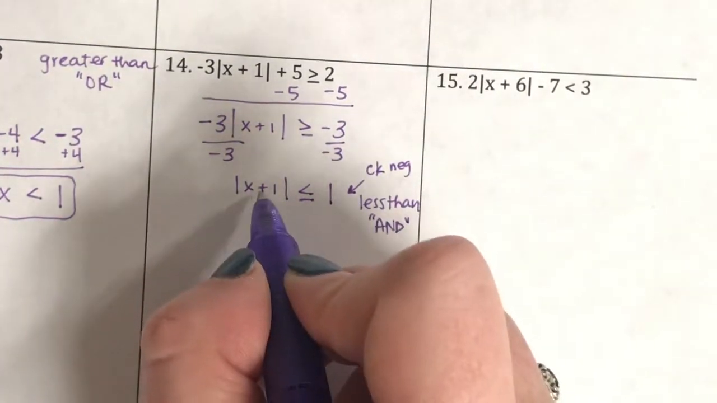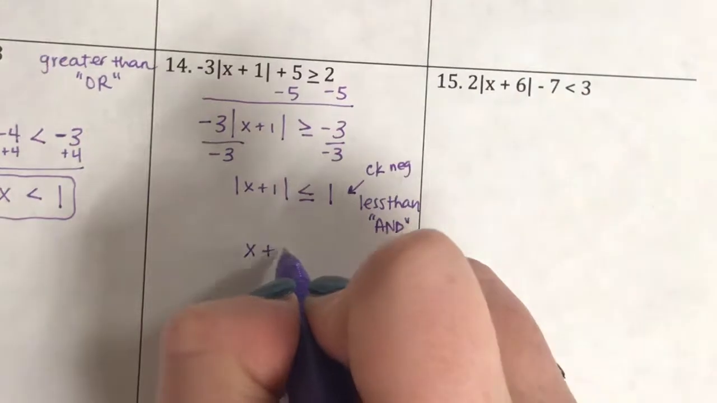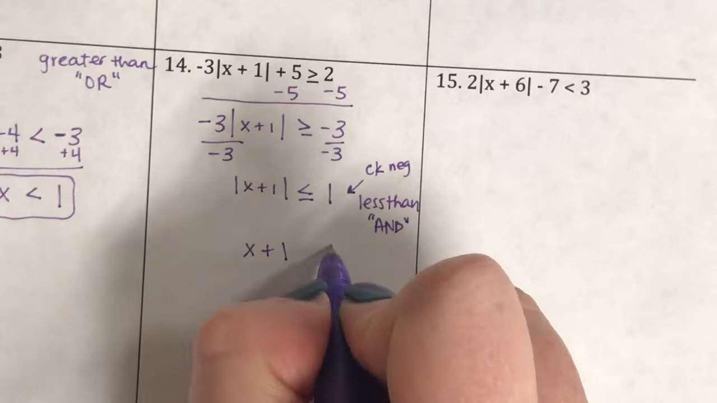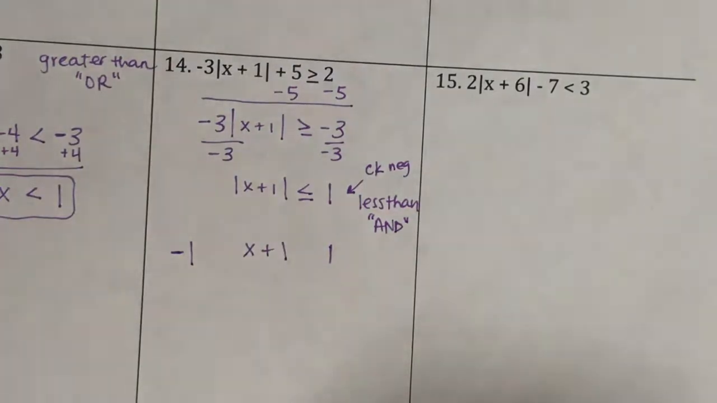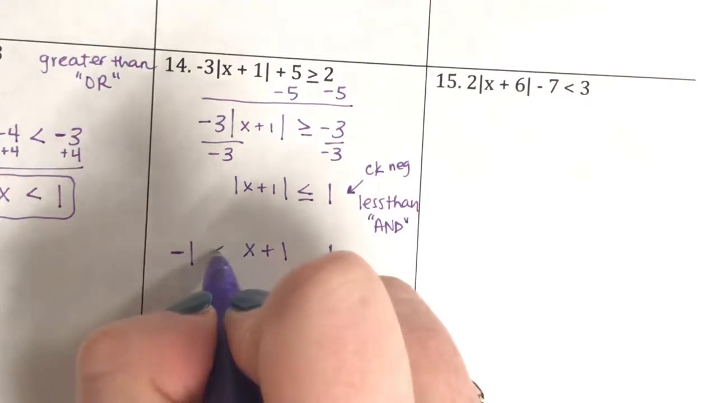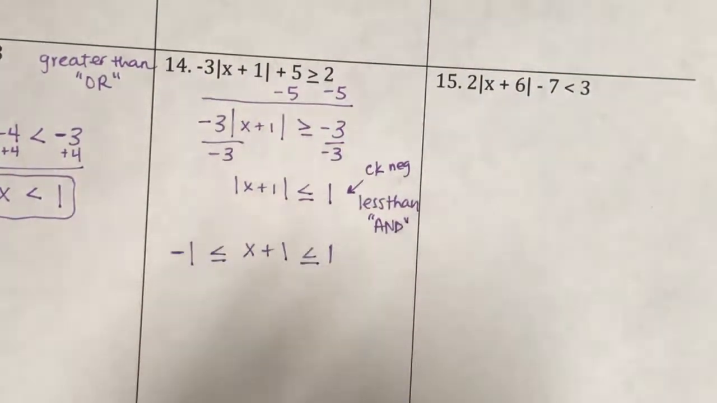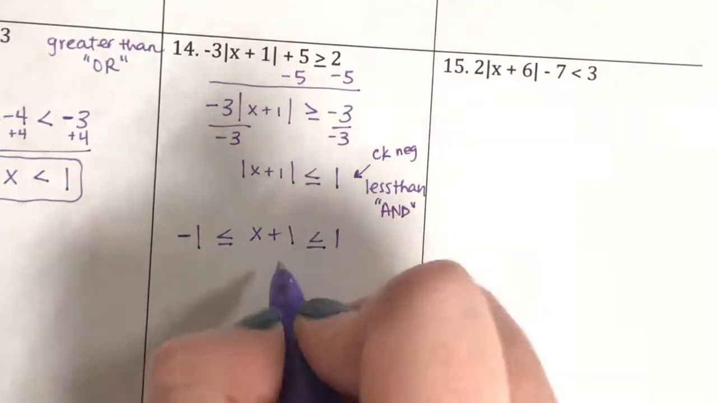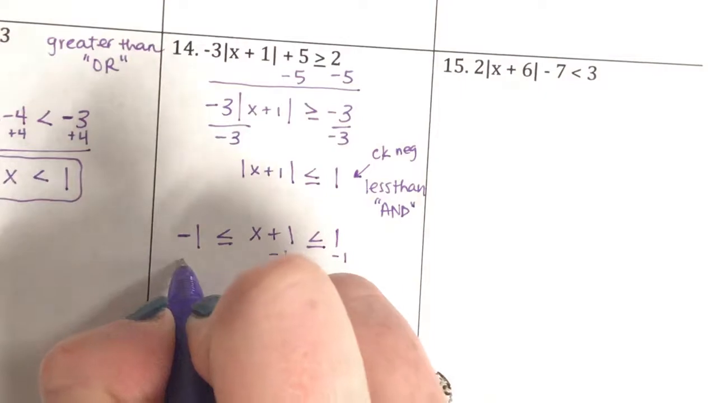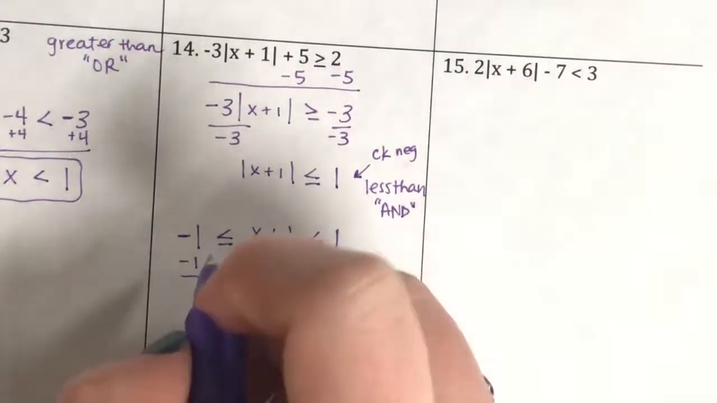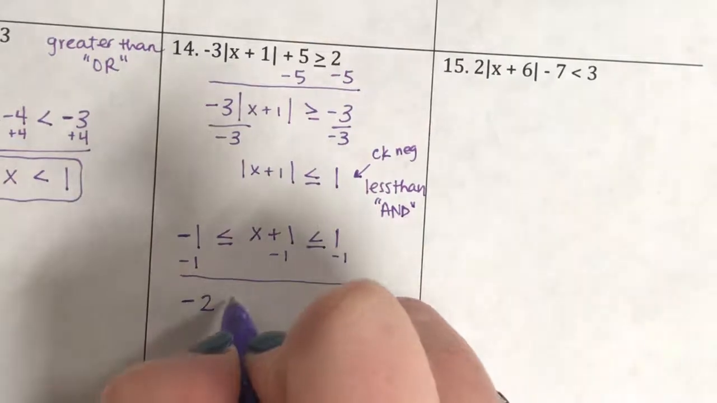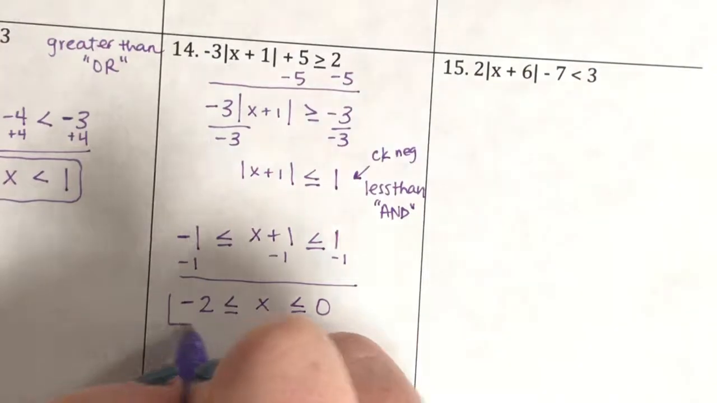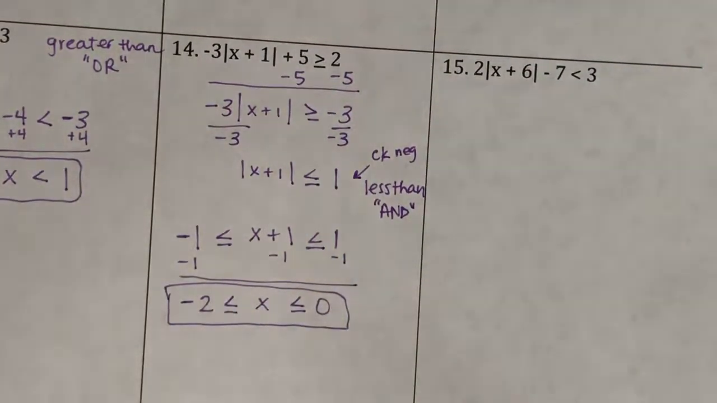So the x plus 1 comes out of the absolute value. The +1 goes on the right, the -1 goes on the left, and we keep less than or equal to symbols. Now to finish solving this, I just need to keep all 3 pieces balanced. So I subtract 1 from all 3 sections, and I get -2 is less than or equal to x is less than or equal to 0. And that is the solution.